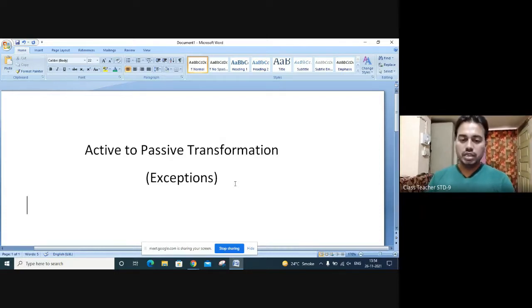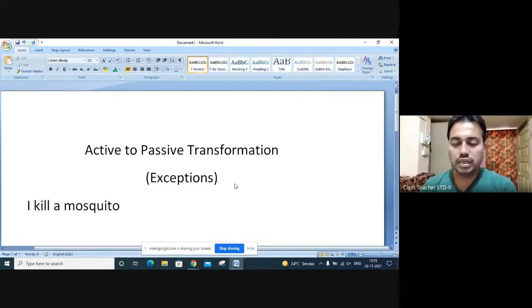All right. So let's see some examples and find out what are the conditions for transforming a sentence from active voice to passive voice. This will also act as a revision. For example, look at the sentence, I kill a mosquito. The sentence is in which tense? The sentence is in simple present tense.